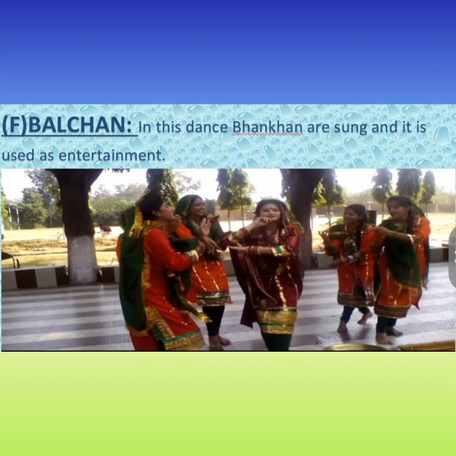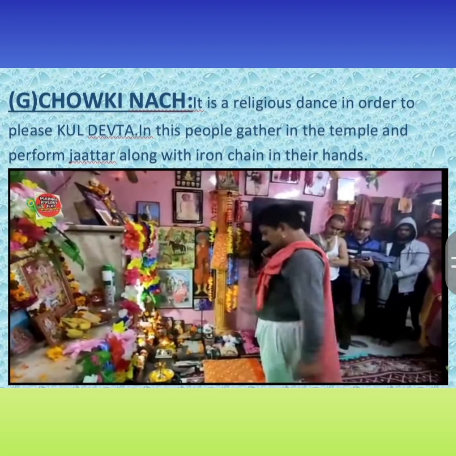Next type of Dogri dance is Malchan. In this dance, Pakhan are sung and it is used as entertainment. Coming to the Chokki dance, it is a religious dance in order to please Kul Devta. In this, people gather in the temple and perform Jatar along with iron chains in their hands.